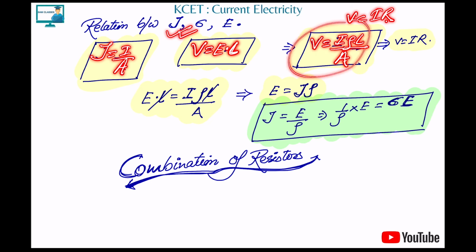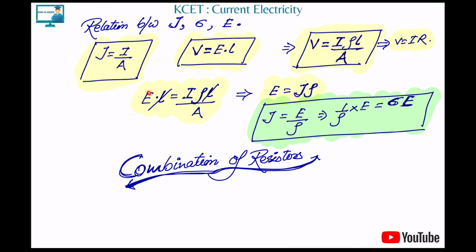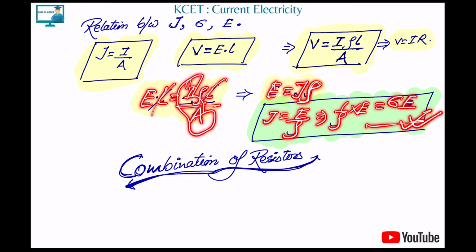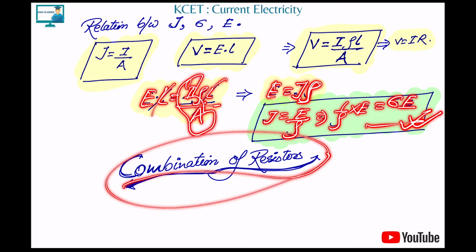So I wrote this one. Now V is also equal to EL, and that is equal to I rho L by A. The L's cancel. So what you get is E equals rho into I by A, and I by A is nothing but J. So J is equal to electric field divided by resistivity, and 1 by resistivity is nothing but conductivity. So J is equal to sigma E. Very, very important formula.